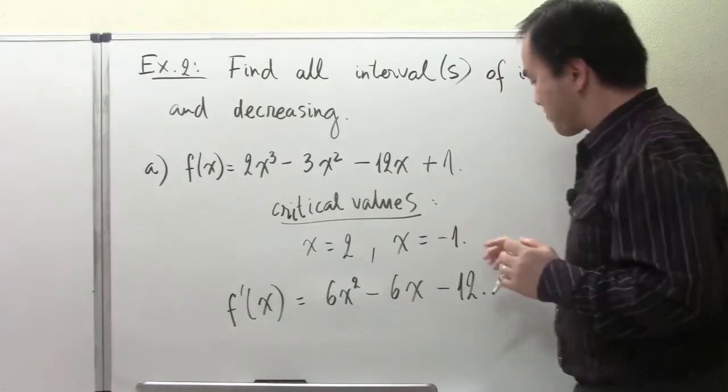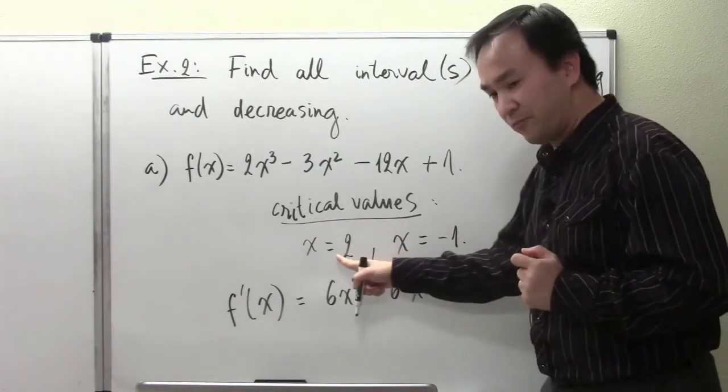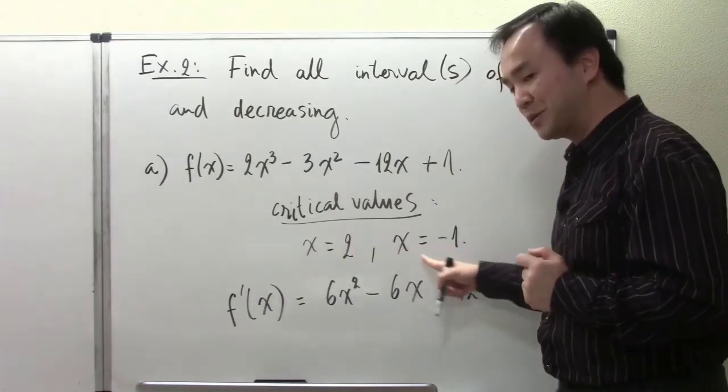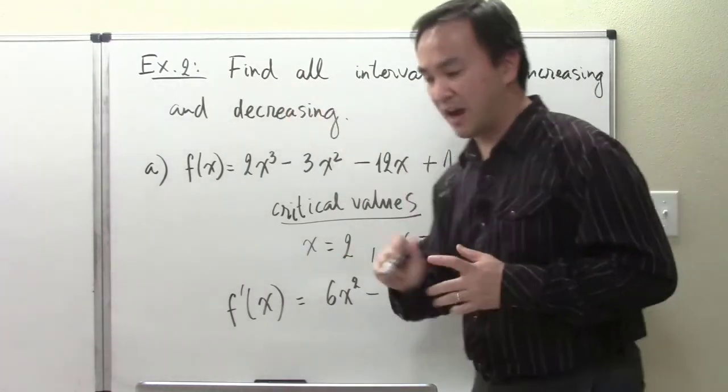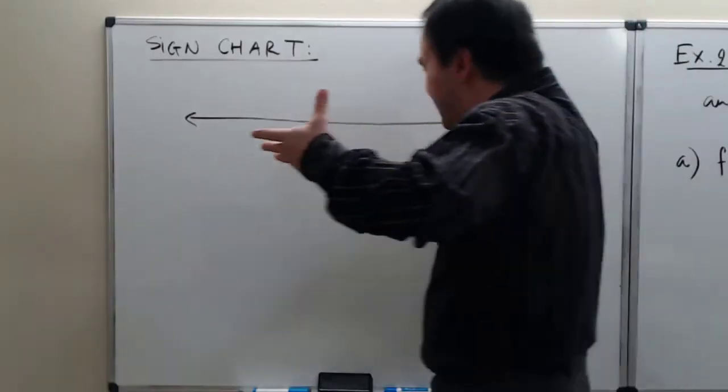So now, back at the critical values. If we are going to take these two critical values and arrange them on our line of numbers in increasing order, and that's just the way it is.